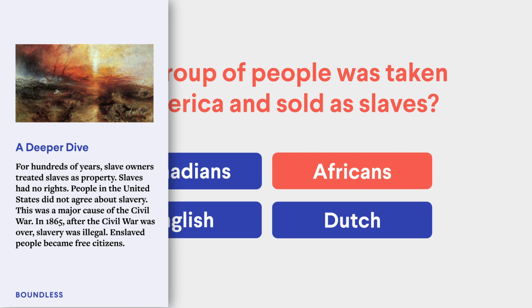Slaves had no rights. People in the United States did not agree about slavery. This was a major cause of the Civil War. In 1865, after the Civil War was over, slavery was illegal. Enslaved people became free citizens.